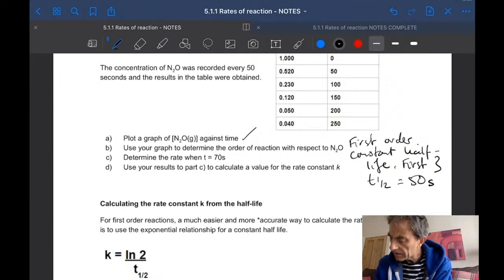Determine the rate when T is 70 seconds. So we've got to calculate the rate. So how do you calculate the rate? You draw a tangent to the curve where it hits the graph at 70 seconds.